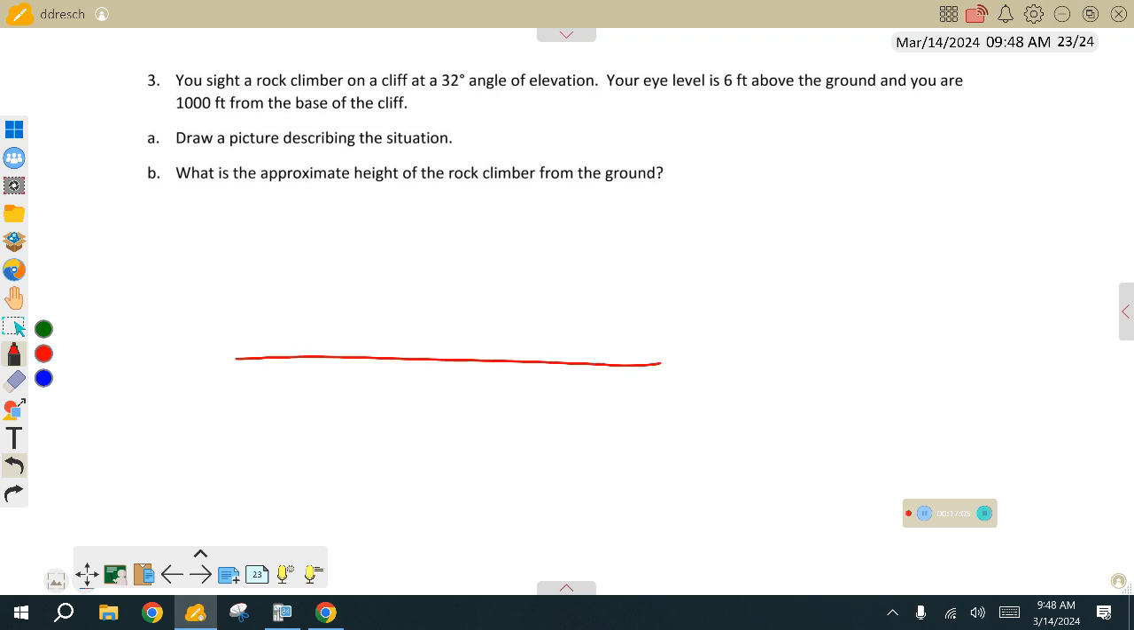Now, as we talked about yesterday, everything boils down to what type of triangle? Right triangle, yes. So as you sketch this out, it does not have to be as beautiful as my triangles are.